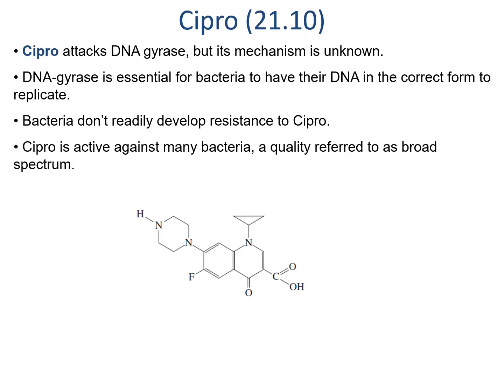Another antibiotic is Cipro. Cipro attacks DNA gyrase, which is an enzyme that's present in bacteria but not in humans. DNA gyrase is essential for bacteria to have their DNA in the correct form to replicate, which means it doesn't actually kill off the bacteria, but it keeps them from copying at all. Since the bacteria can't copy, they can't develop a resistance, and so they don't develop a resistance very easily at all. And Cipro is really widely active against a lot of bacteria, a quality that we refer to as broad spectrum. It's kind of a last line of defense in many cases.